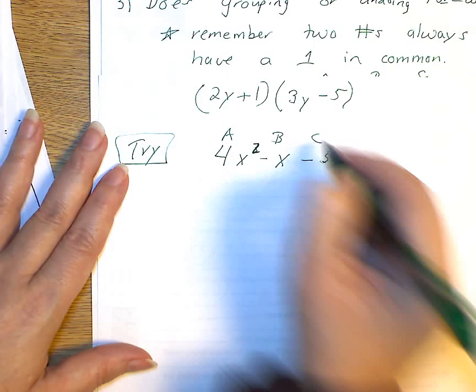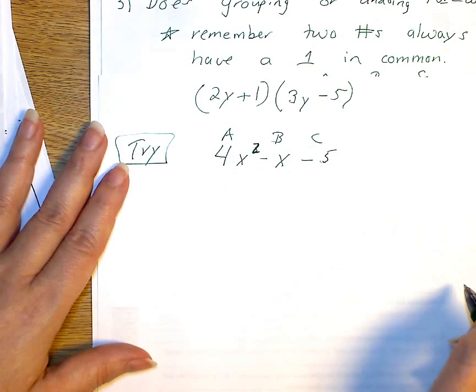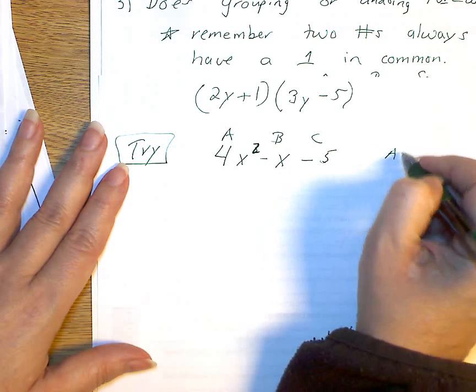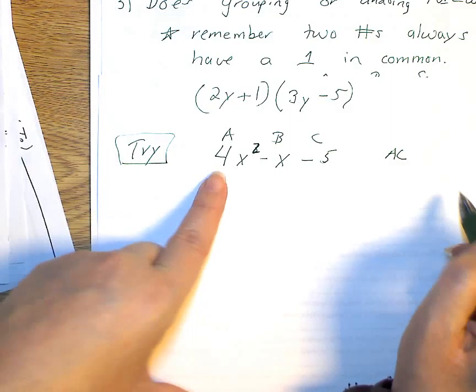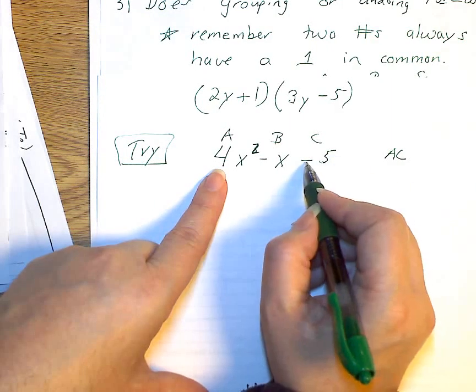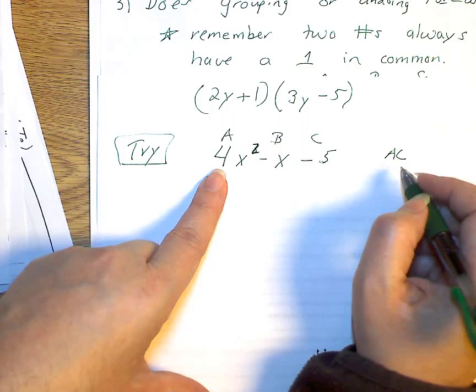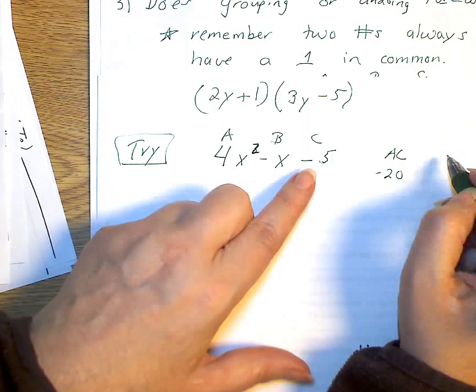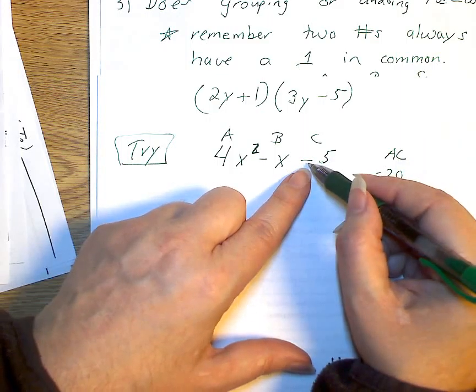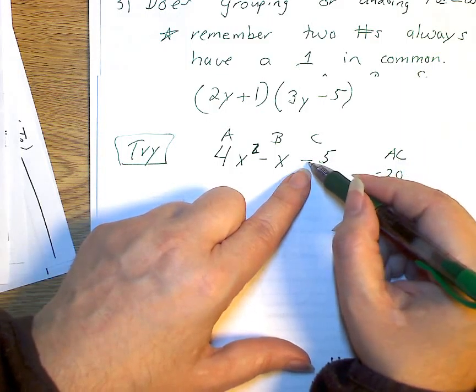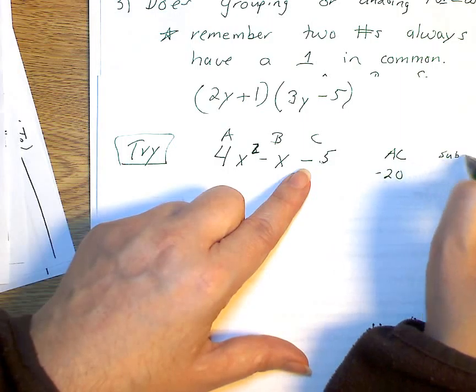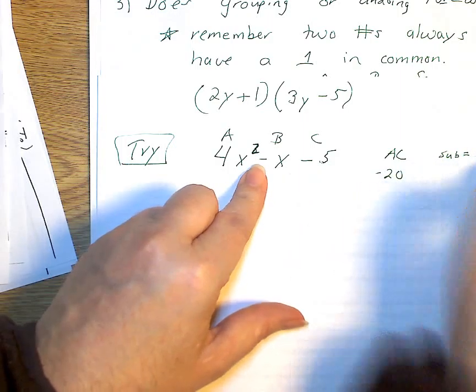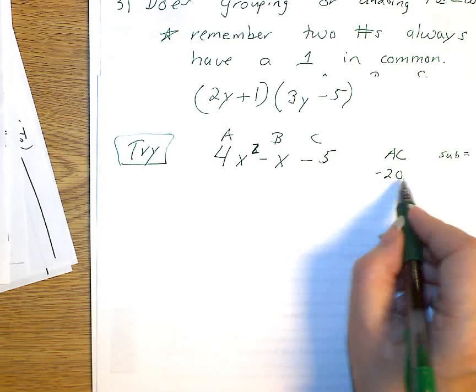What was my first step? AC. AC is the first step. So we have 4 and your -5 gives me -20. So the second step is to look at two numbers that subtract that will equal -1. So what two numbers multiply together that gives me -1?